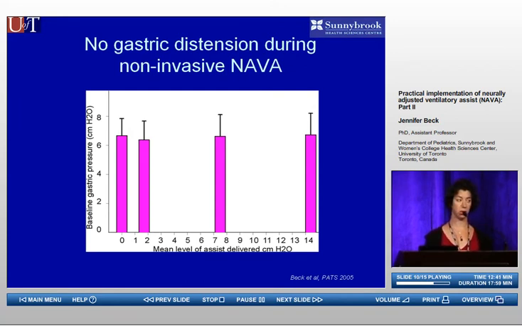I think that the neonatologists will be very happy to see this graph. It shows you what the baseline gastric pressure was during these non-invasive runs. On the x-axis is the mean level of the assist delivered when we are progressively increasing the NAVA level, and at least in the rabbits and in this model, there doesn't seem to be any evidence that we're inflating the stomach. There seems to be a big problem with CPAP belly and things like that, and even when we were giving peak pressures of 40 centimeters of water, we didn't see any effect on gastric distension.